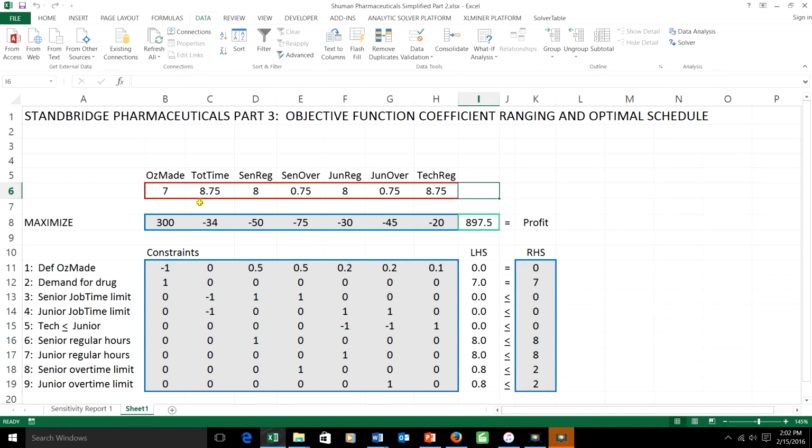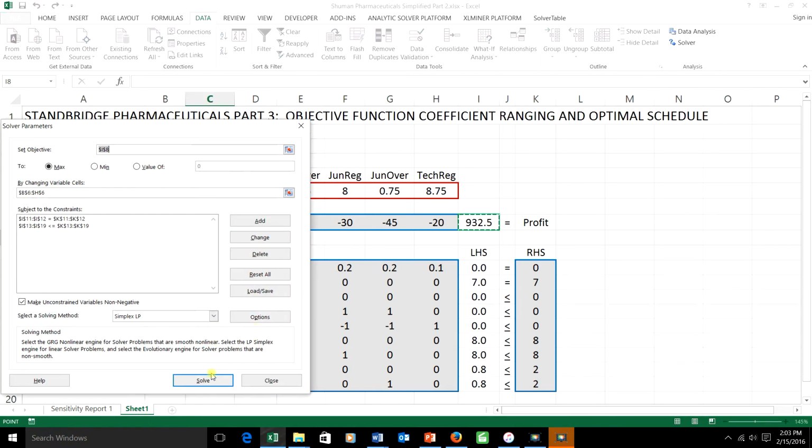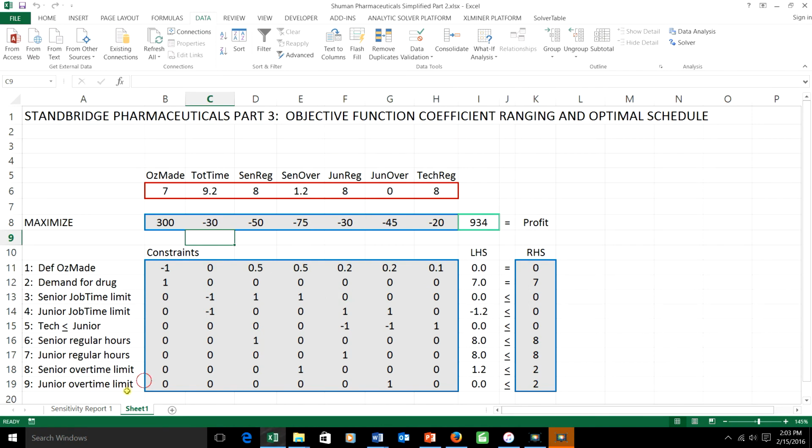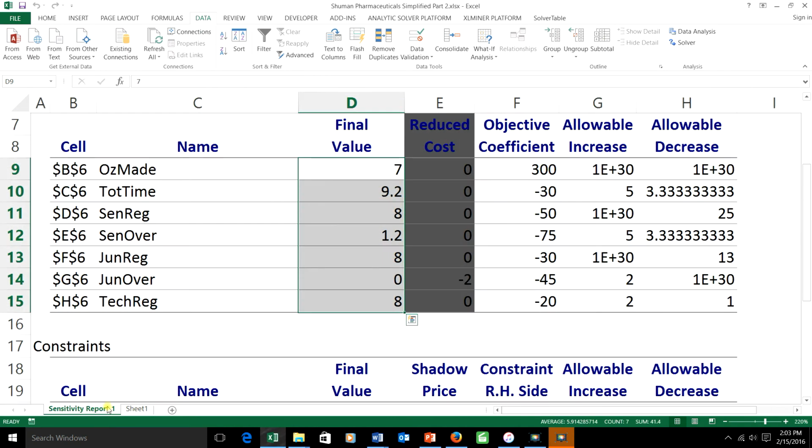Now, I'll be honest, outside the OFCR range doesn't always mean the schedule will change. It usually does, though. There are some possible cases where being outside the range could still see no change in schedule, but it's very uncommon. Inside the range, however, you're sure that the optimal schedule won't change. So let me put it back to -30, where it was, and go back, resolve the original problem, and let's talk a little bit more about this. Back to the sensitivity report.